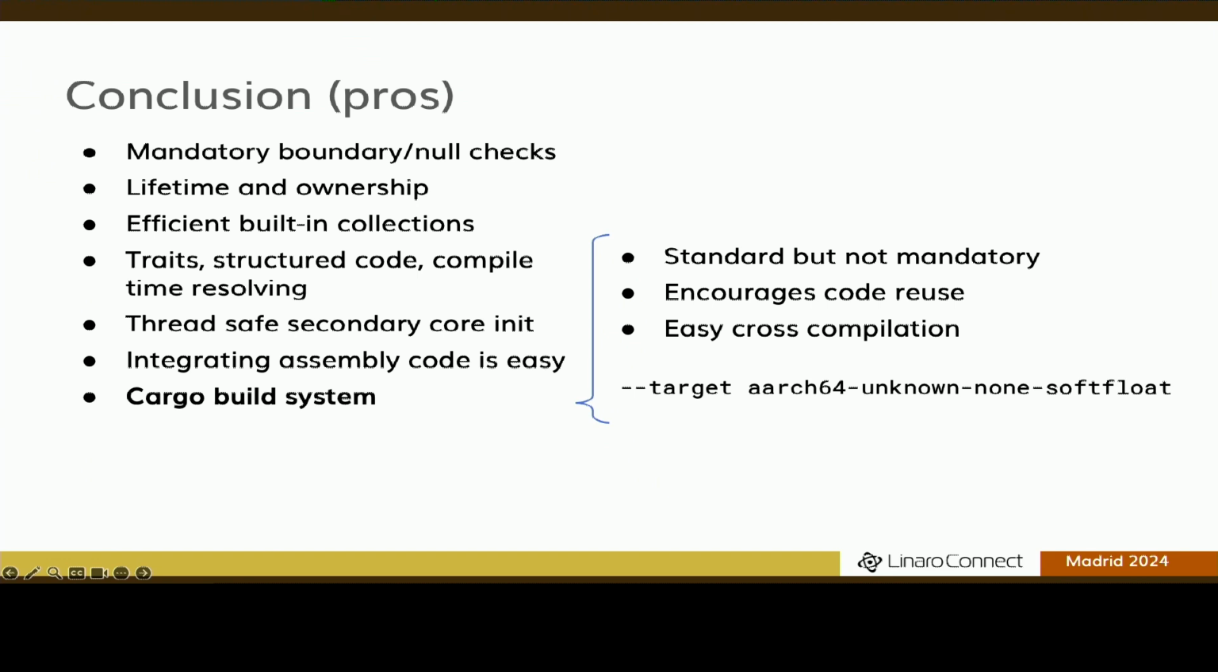And finally, the cargo build system. It's standard, but it's not mandatory to use it. But it makes life easier. It encourages code reuse through the crates system. And if you're also using Rustup, which is the standard toolchain manager and installer for Rust, then cross-compilation will also be easy. You don't have to manually find and download your cross toolchain. You can just describe what you need in your project, and Rustup can handle that automatically for you.